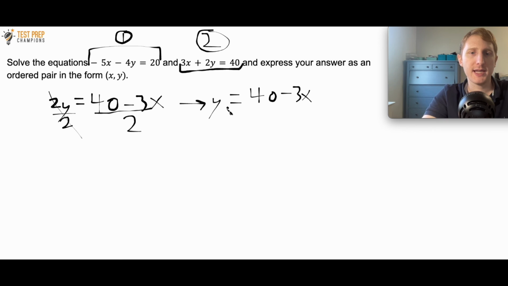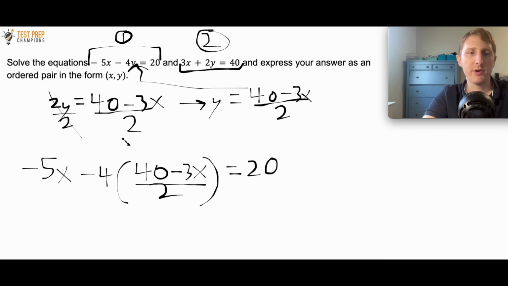Okay, so now the next step is to go back into the other equation, equation 1, and I'm going to plug 40 minus 3x over 2 in place of y. So when I rewrite this, I'll have negative 5x minus 4 times 40 minus 3x over 2 equals 20. Now, since I've got 4 divided by 2 here, really it's negative 4 divided by 2, I can simplify this even further. So what is negative 4 divided by 2? Negative 4 divided by 2 is negative 2.